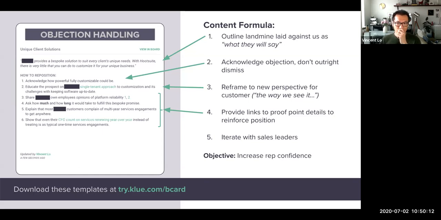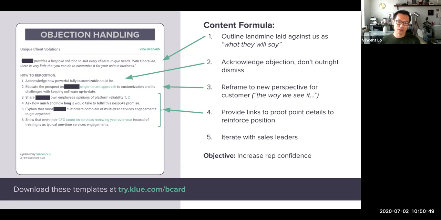So if you pay attention to the way we did things, we start out by being super clear about what the competition is actually saying about us, how you might actually hear this. And then we tell our reps to acknowledge it. Don't just outright dismiss it, because acknowledging is the start of the trust building, right? You want to continue to build this trust. But after that, you want to start to reframe it, and I really like to use a phrase, the way we see things and the way we see it, because it is much more about perspective.